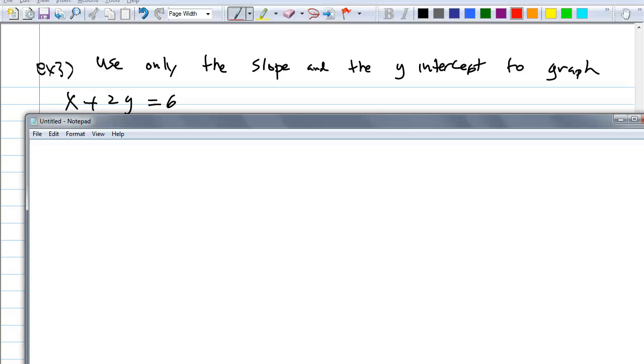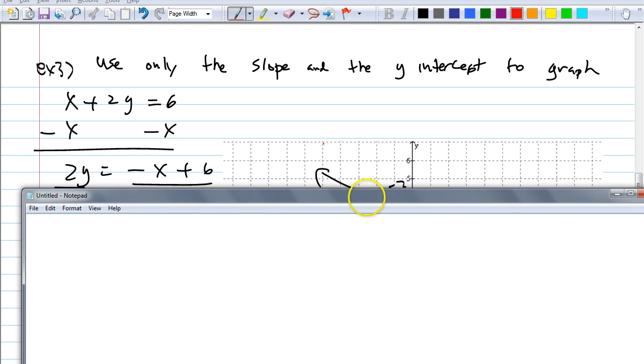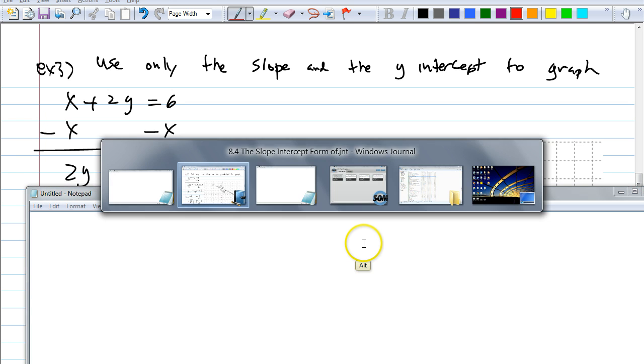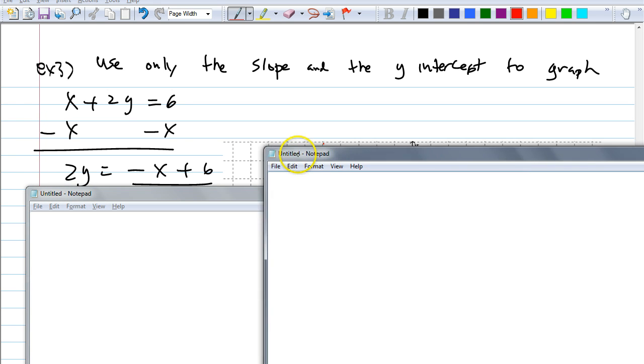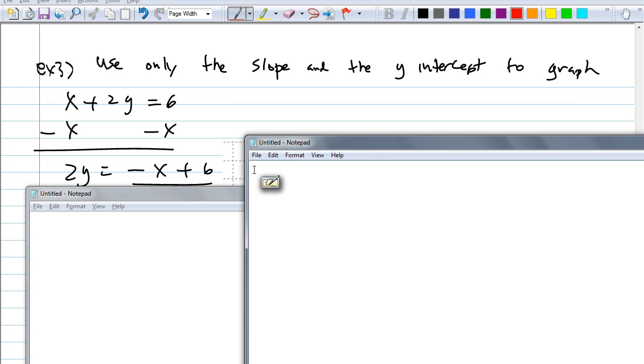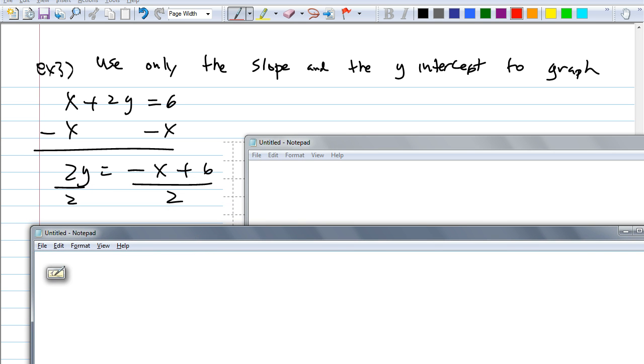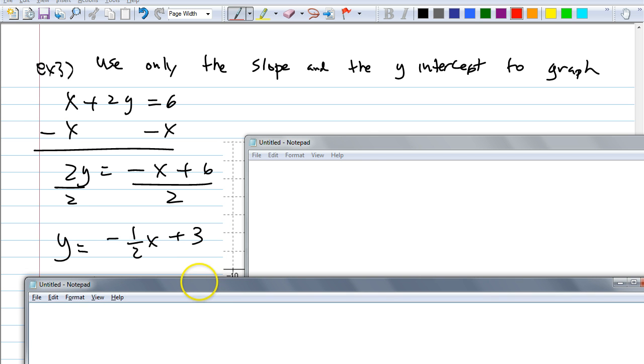Subtract x from both sides, is correct. And I get, let's try to hide the answer, 2y equals negative x plus 6. Divide both sides by, of course, 2. Paul, what do I get? y equals negative 1 over 2 x plus 3. Correct. And so, Austin, what's the slope of this line? Yes. What's the y-intercept then? How about Gianni?